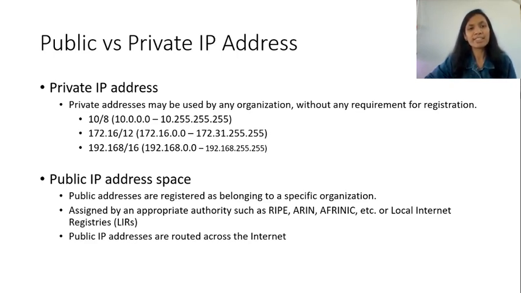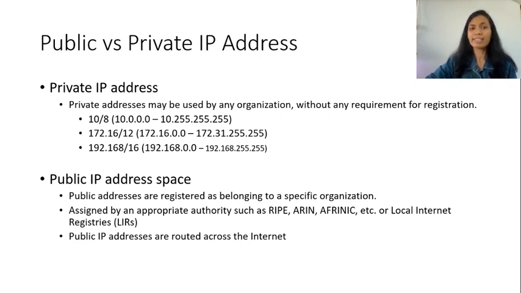The private IP addresses which are reserved are, for class A, 10.0.0.0 to 10.255.255.255, which is 10/8. For class B, we have got the addresses 172.16.0.0 up to 172.31.255.255 reserved for private addressing. Similarly, for class C, we have got the addresses in the range from 192.168.0.0 up to 192.168.255.255 reserved for private IP addressing.